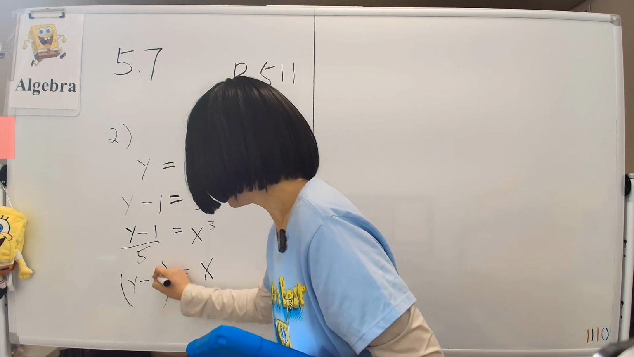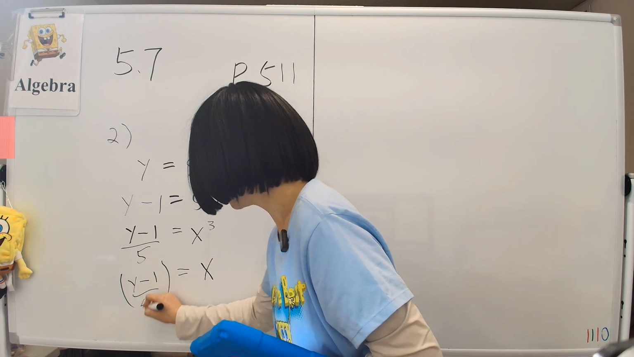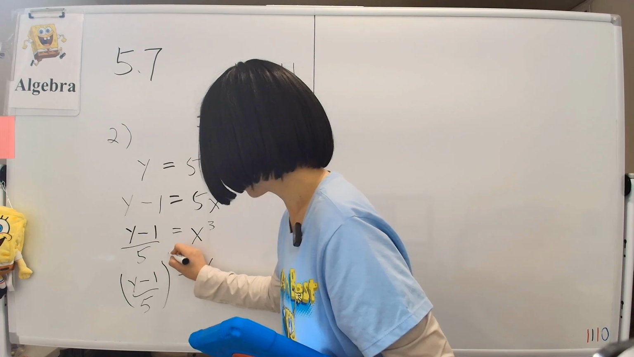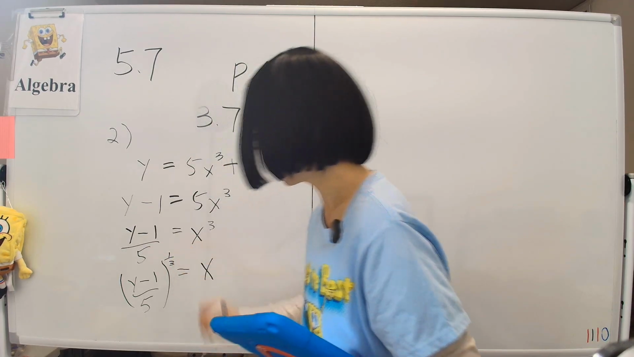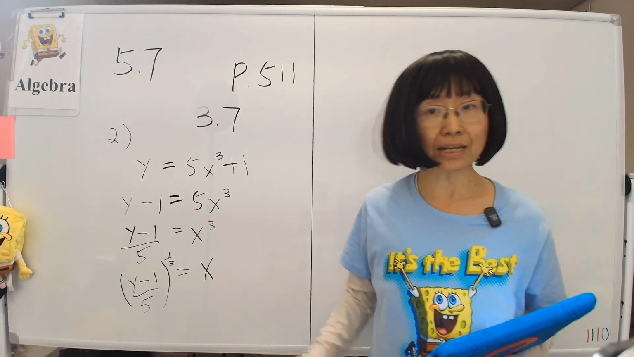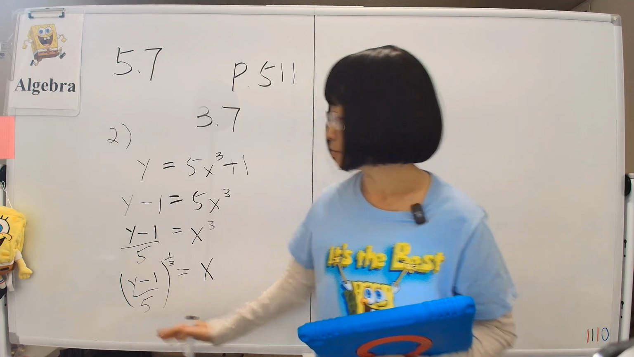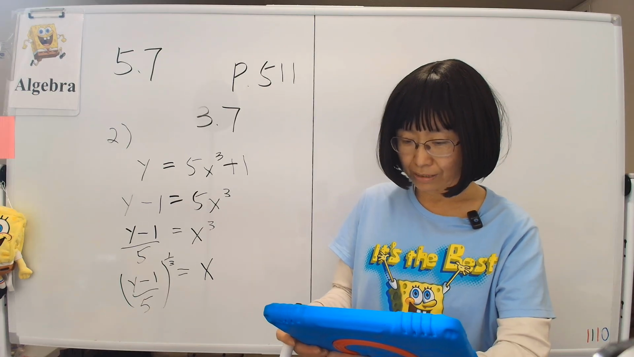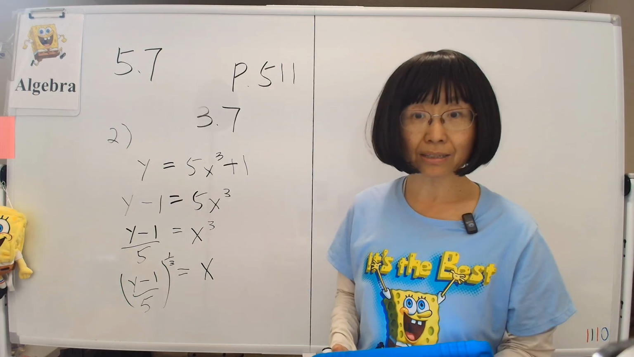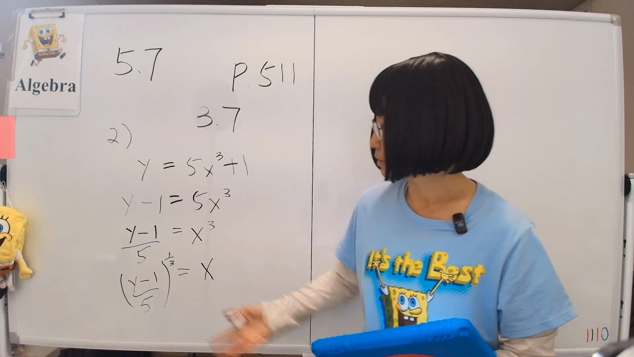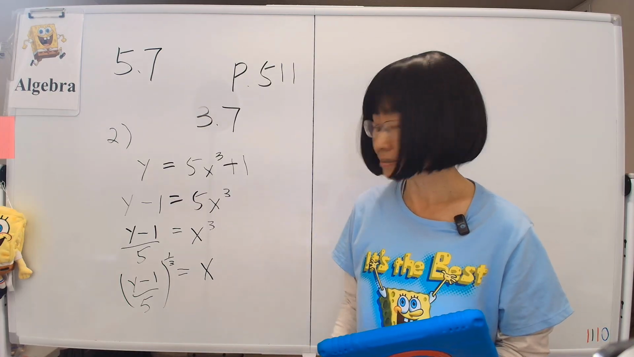Because you always do the same thing to both sides of the equation, so that is fair. Okay, so 1/3, that's the cubic root, and that is the answer. That is the inverse function. And the book wants you to exchange x and y, which I think makes it really confusing. I mean, why bother exchanging it? Here, this is the inverse function.